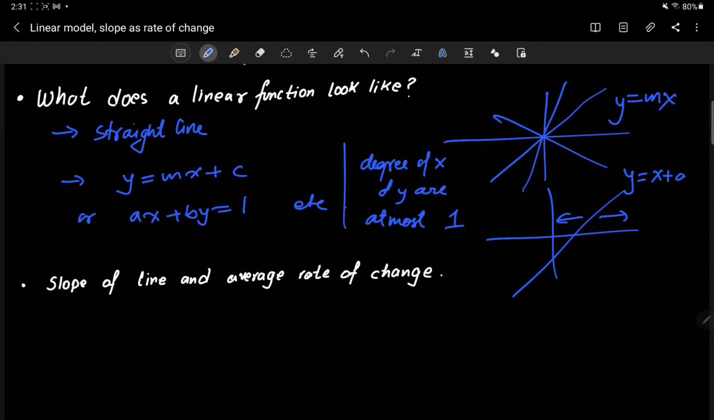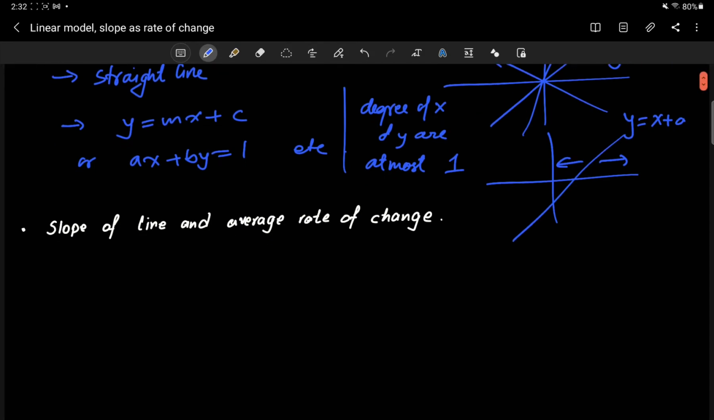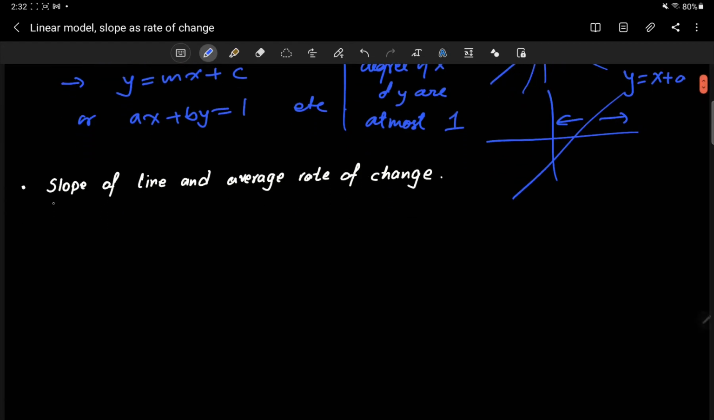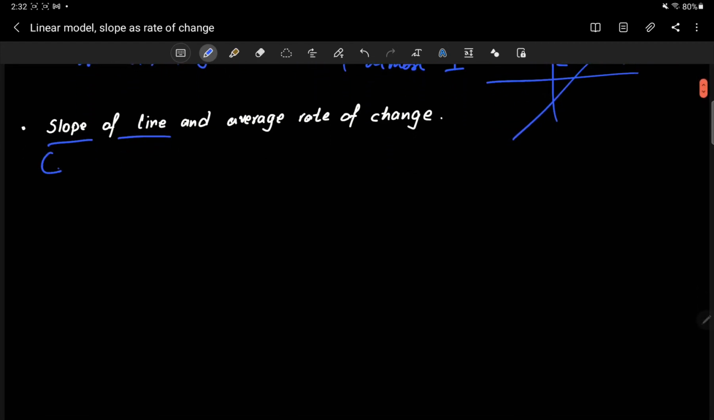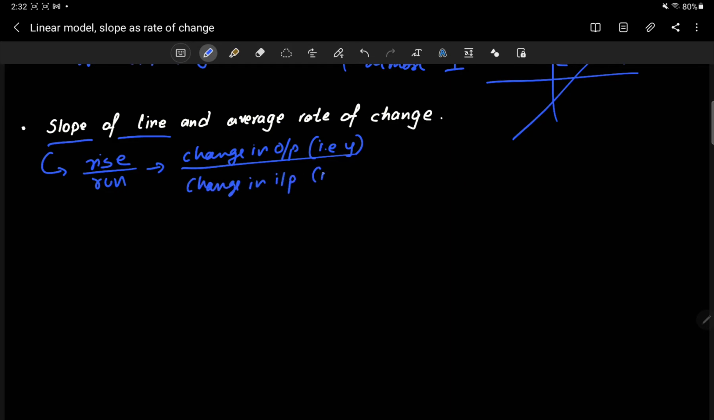Now, when we talk about linear functions, they are equivalent to lines, straight lines. And one of the fundamental characteristics that defines a straight line is the slope of the line. And what is the slope? The slope is defined by rise over run, meaning it's defined by the change in output, that is change in y, over a unit change in input, that is x.